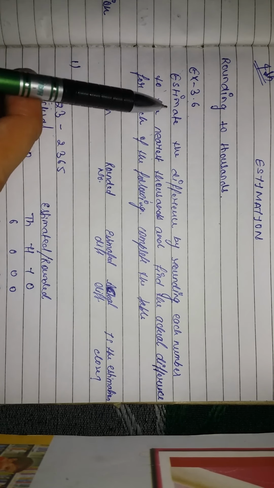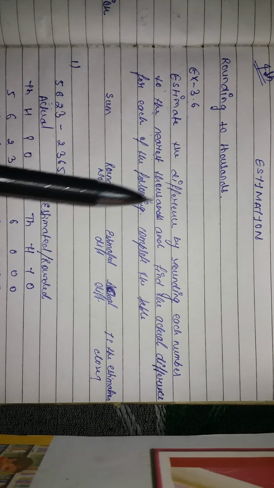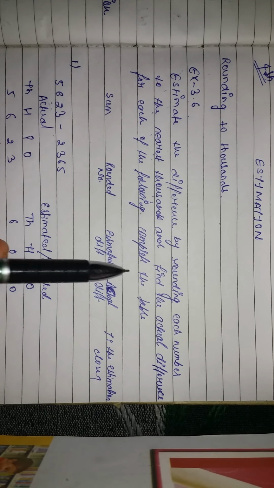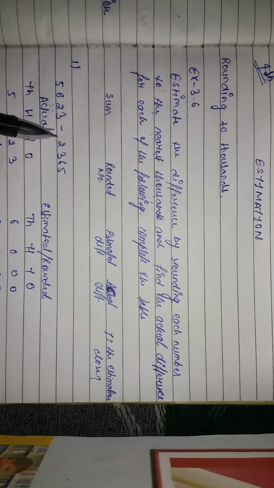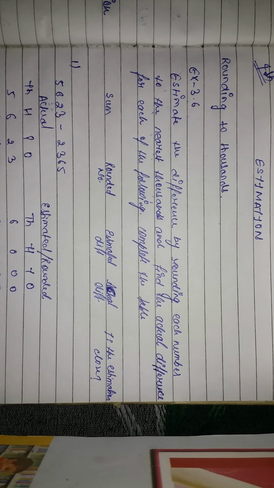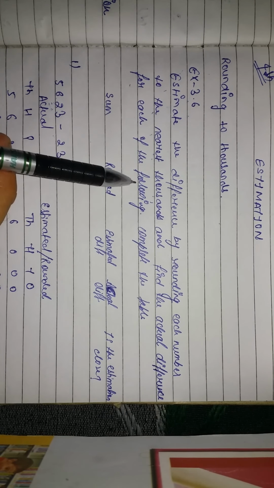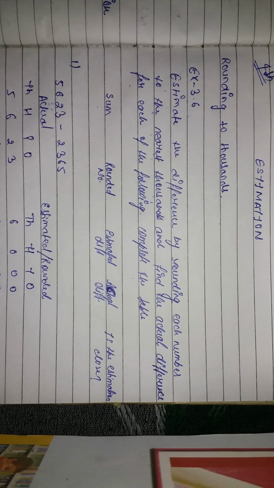Directly starting with the question. Estimate the difference by rounding each number to the nearest thousand. These are the numbers which are given to you. You have to round them to the nearest thousand and find the actual difference. Actual difference means you will be doing the actual subtraction of the numbers given to you, right? And do this for each of the following and complete the table. It is a kind of table given to you in your book.